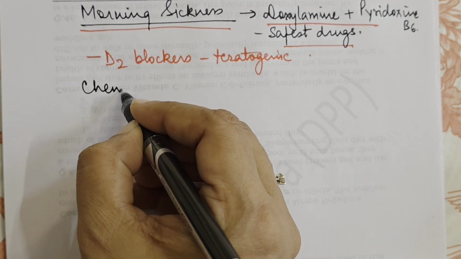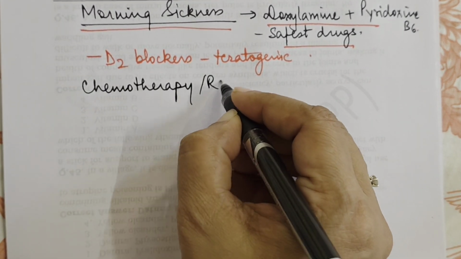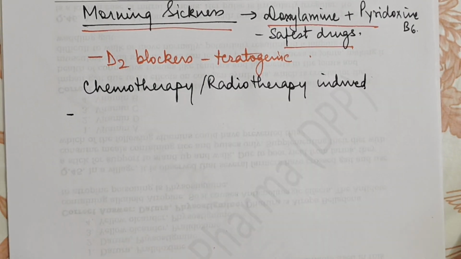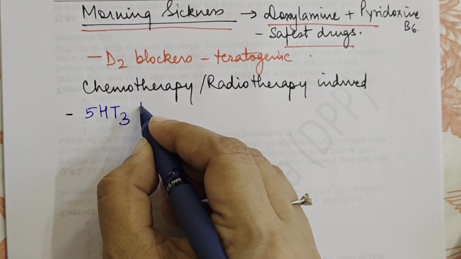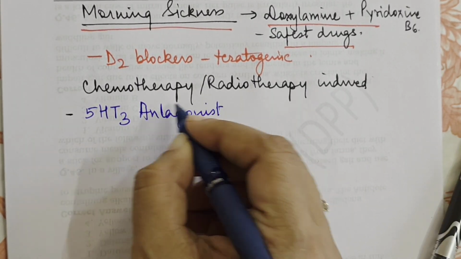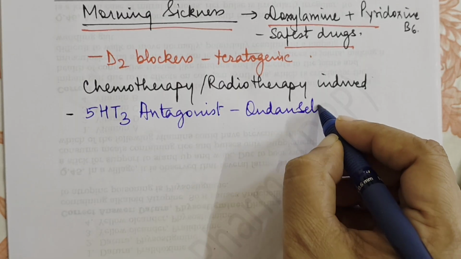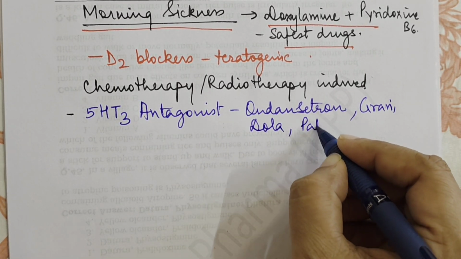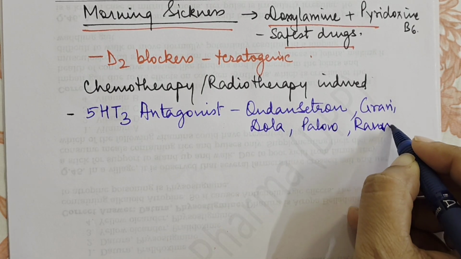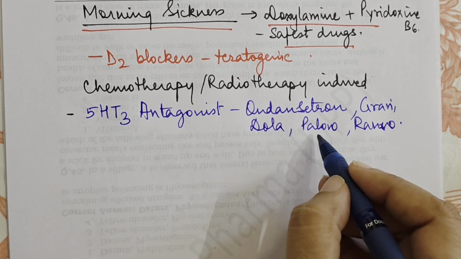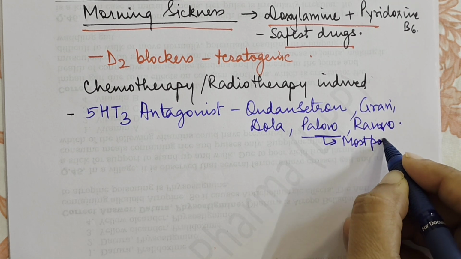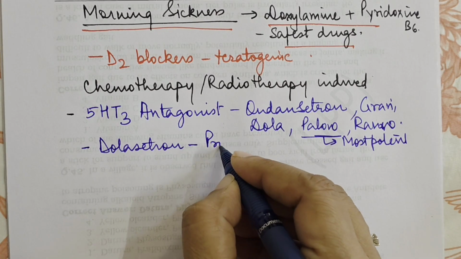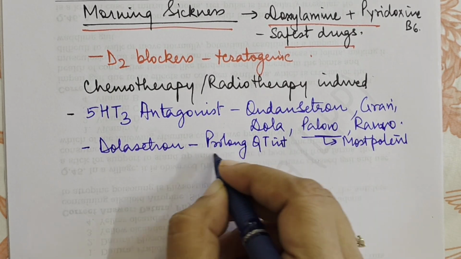Then we have chemotherapy or radiotherapy induced vomiting. In this, the first category of drugs that we use is the 5-HT3 antagonists, or 5-HT3 blockers. In the chapter on serotonin, I have covered them in great detail. We have ondansetron, granisetron, dolasetron, palonosetron, ramosetron. So a lot of these drugs are there. Now in this, palonosetron is the most potent drug, and dolasetron prolongs the QT interval, so it is not a very safe drug.